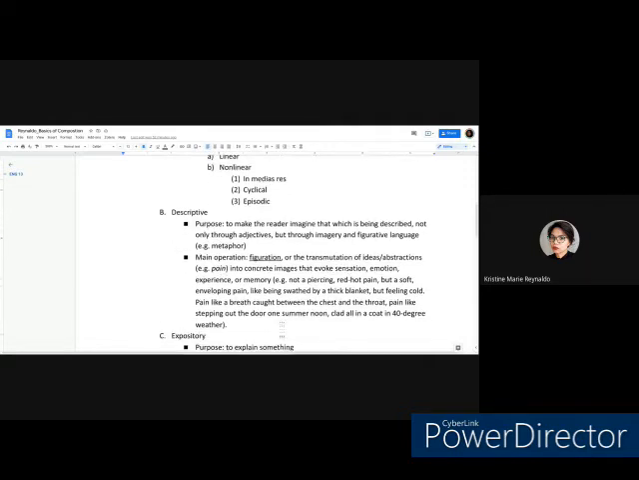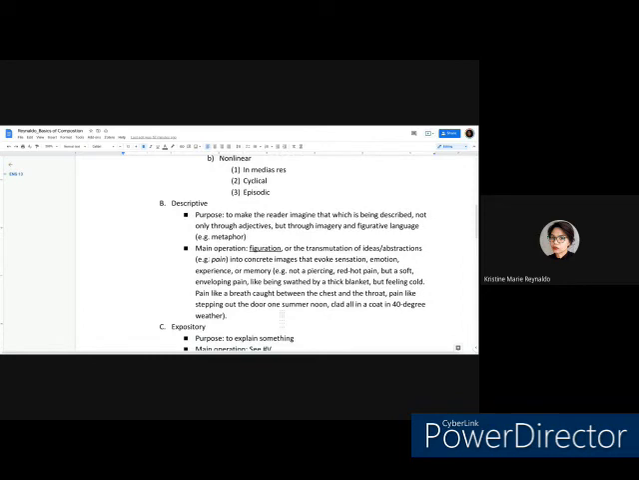So the main operation of descriptive writing is figuration, or the transmutation of ideas or abstractions into concrete images that evoke sensation, emotion, experience, or memory. So, for example, you have an abstraction like pain. Like, you know conceptually what pain means, but it's an abstraction. How do you concretize pain? How do you make your reader experience pain?